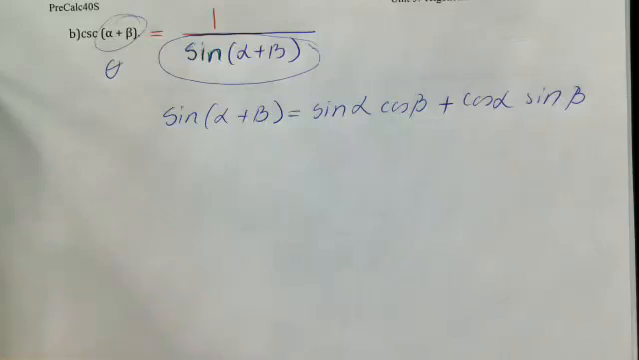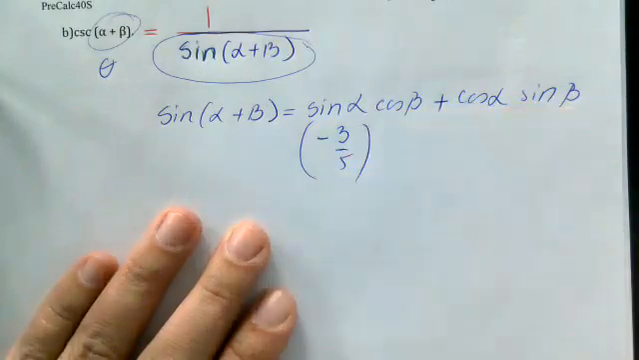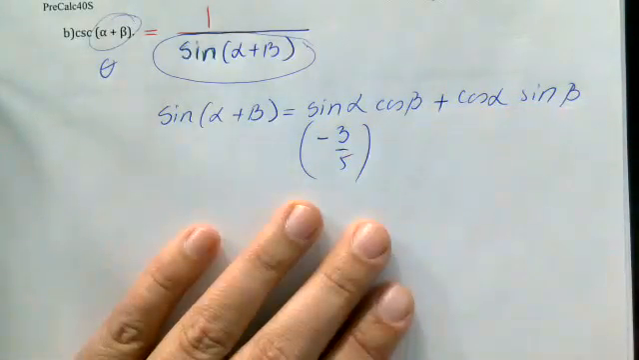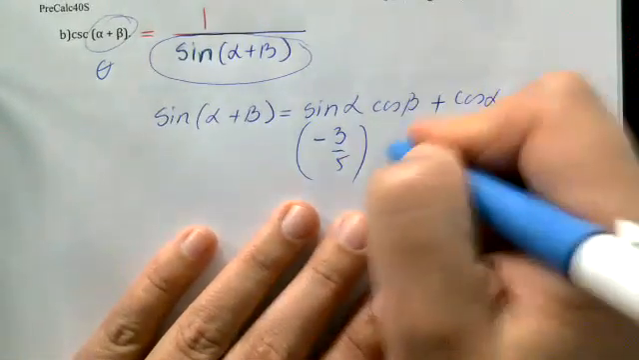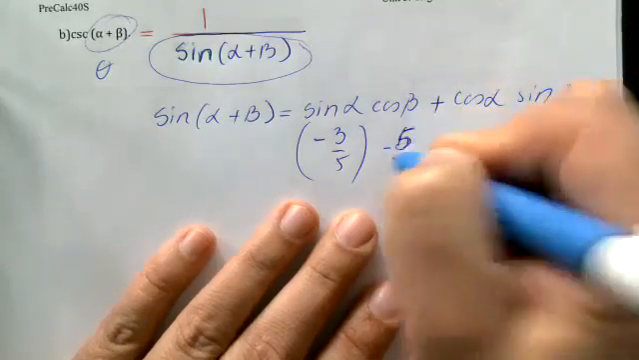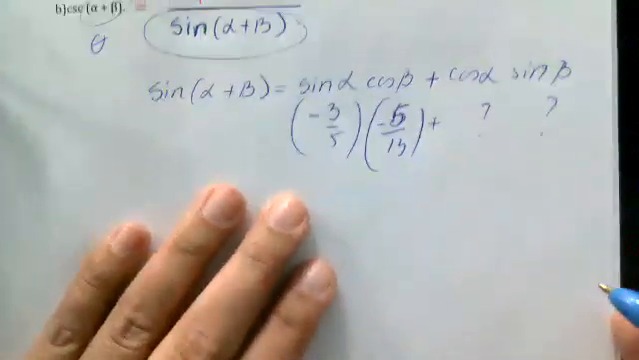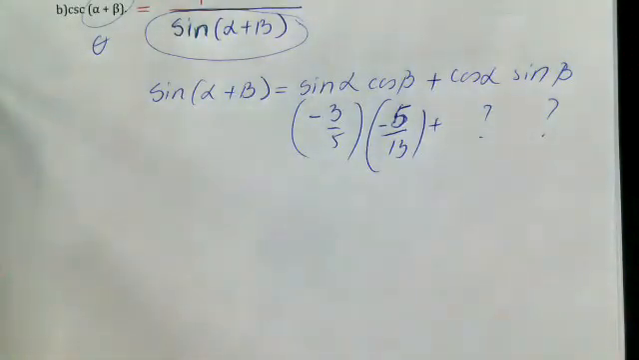Now we're using the same givens for this question, but let's pretend it's just new givens, okay? So I would say, okay, what do I know? I know sine of alpha, so that's negative 3 over 5. And I know cosine of beta, which is negative 5 over 13. So I would need the other two.